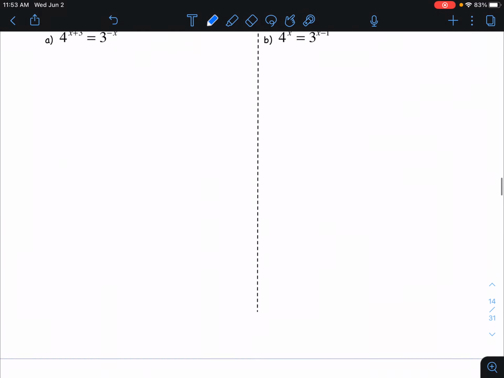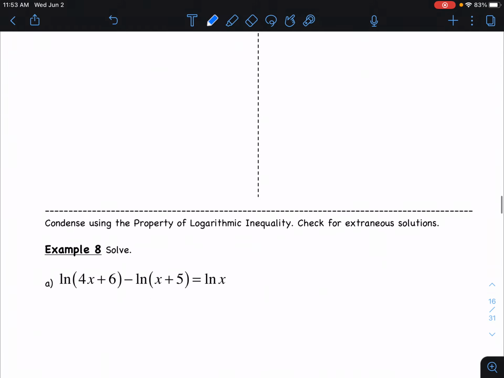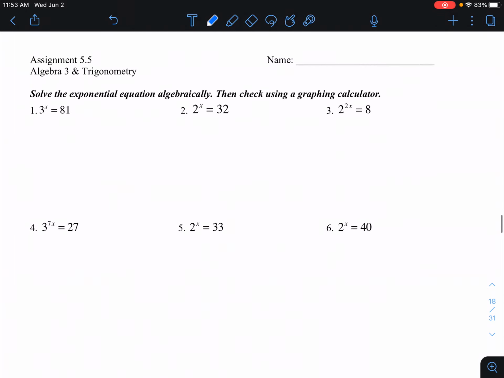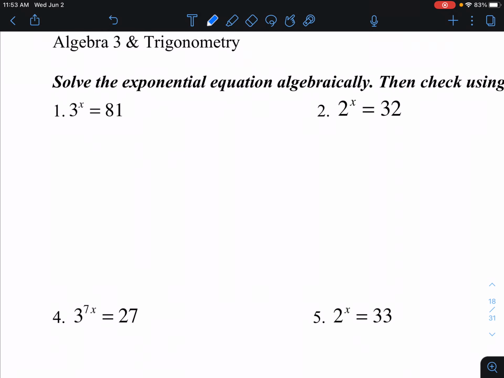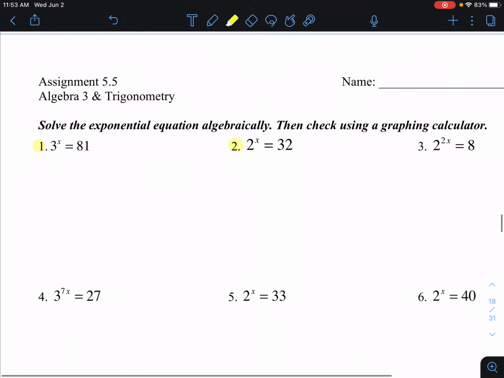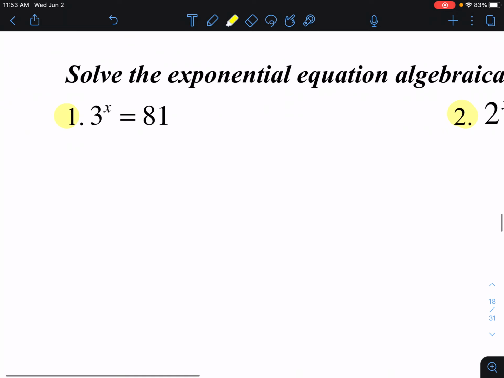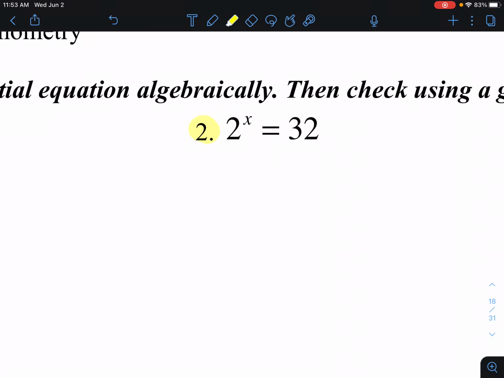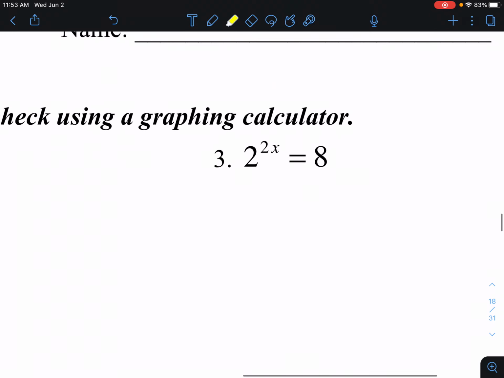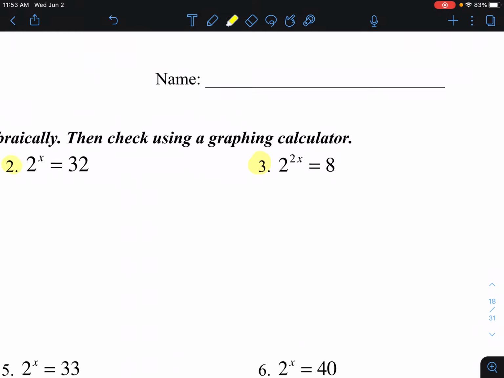So let's scroll down. So now scroll to assignment 5.5. And now you guys should be prepared to do numbers 1 and 2. I'll give you a hint on how to start these. Like number 1, you would say, okay, 81 has to change into 3 to the power of 4. Number 2, 32 can drop down to 2 to the power of 5, which we discussed earlier. Here, we have a 2 and an 8. So the 8 can be changed to a power, 2 to the power of 3, like we discussed earlier.